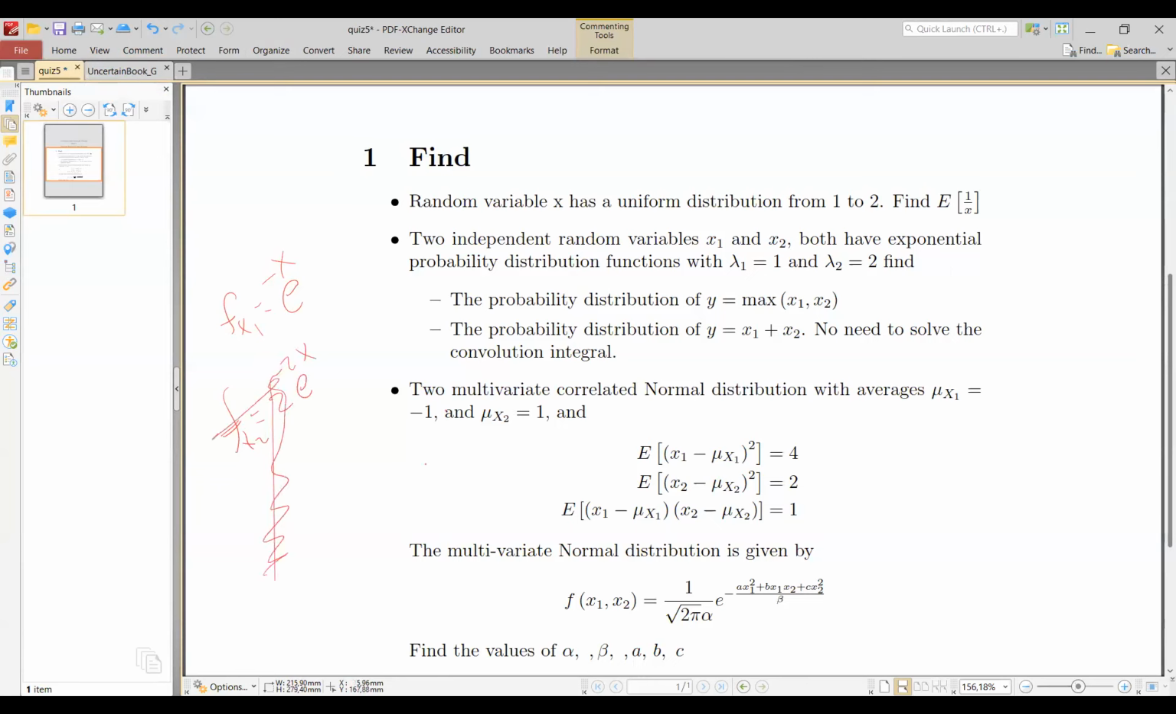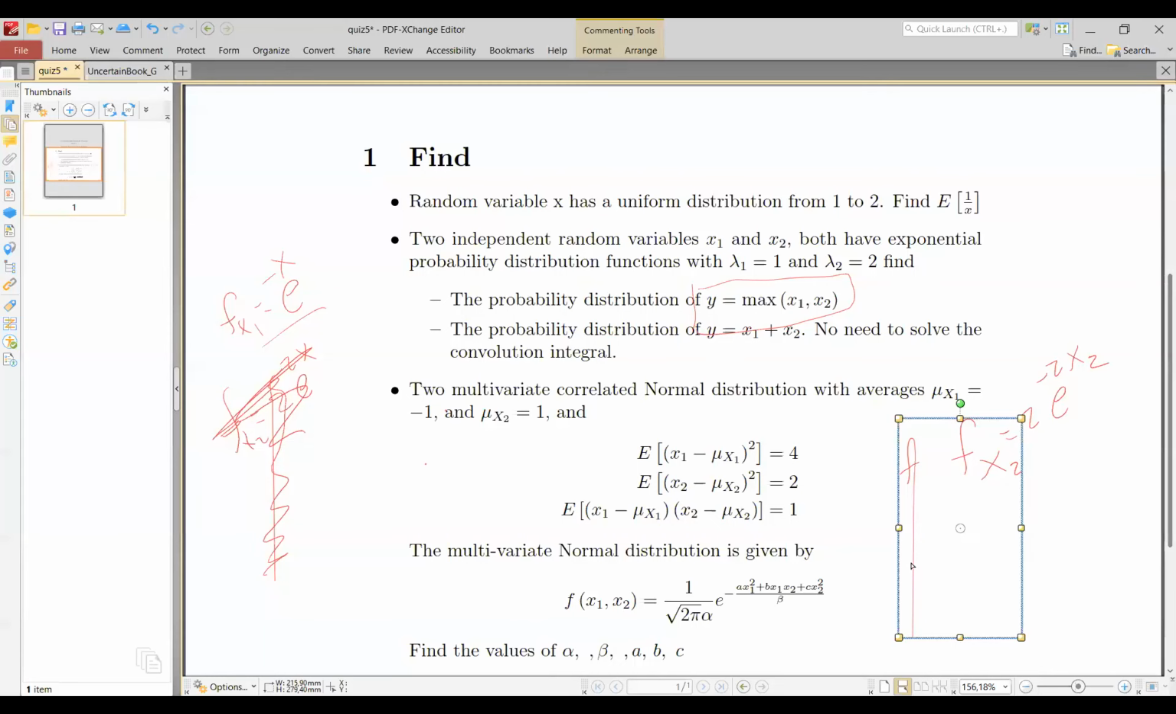Of course, forget this line. This is the problem when you write on the PDF, but I will write it here. Again, f of x2 equal to 2e to the minus 2x2. So this is the distribution of x2, and this is the distribution of x1. The question here is to find the probability distribution of y, where y is the maximum between x1 and x2. Actually, this was exactly given in the lecture.